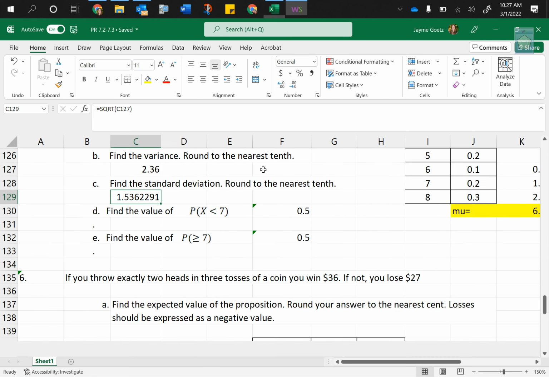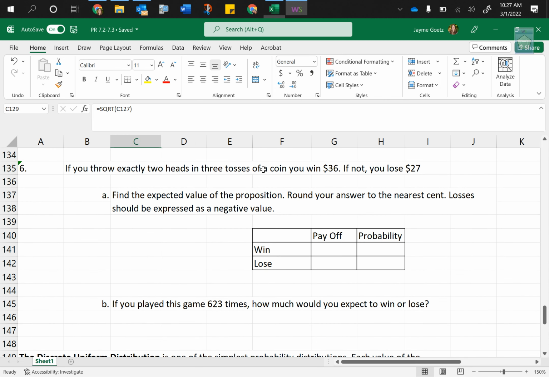Now number 6, if you throw exactly 2 heads in 3 tosses of a coin, you're going to win $36. If not, you're going to lose $27. So I'm coming to you and I say, hey, I'm going to make you a deal. I'm going to give you a coin and you're going to toss it 3 times. If you toss exactly 2 heads, I'm going to give you $36. If not, you have to pay me $27. So what we want to know is, is that a good deal? Do you think you're going to win? Do you think you're going to come out ahead?